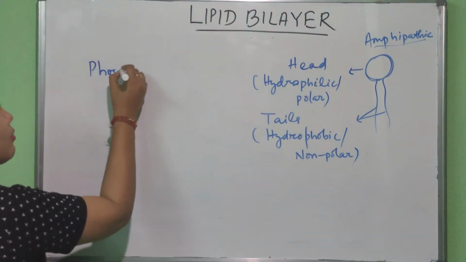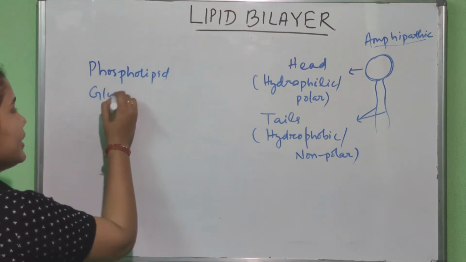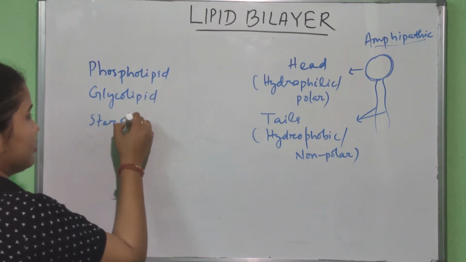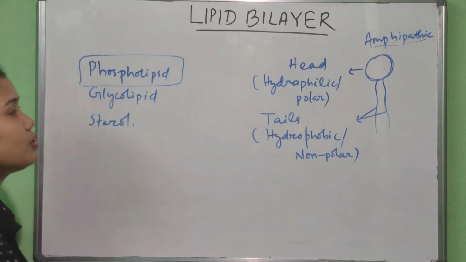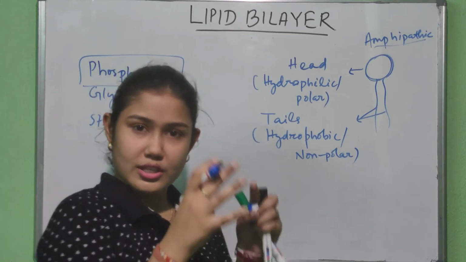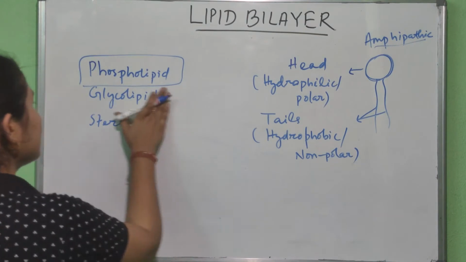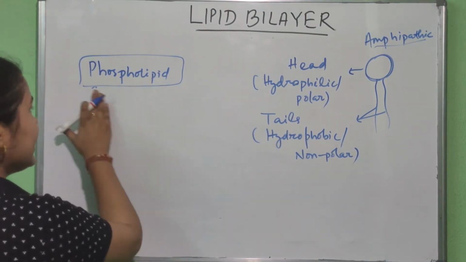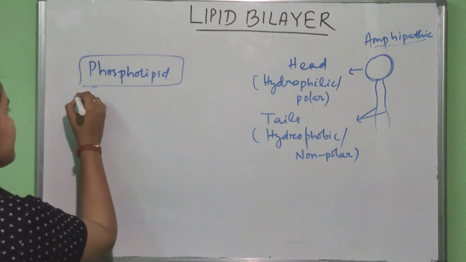Now, considering the molecular structure of lipid, the lipid can be phospholipid, glycolipid or sterol. In this video we are going to discuss the phospholipids only, the structure of phospholipid and how they are arranged. Considering the phospholipid, it consists of 4 components. And what are those components?